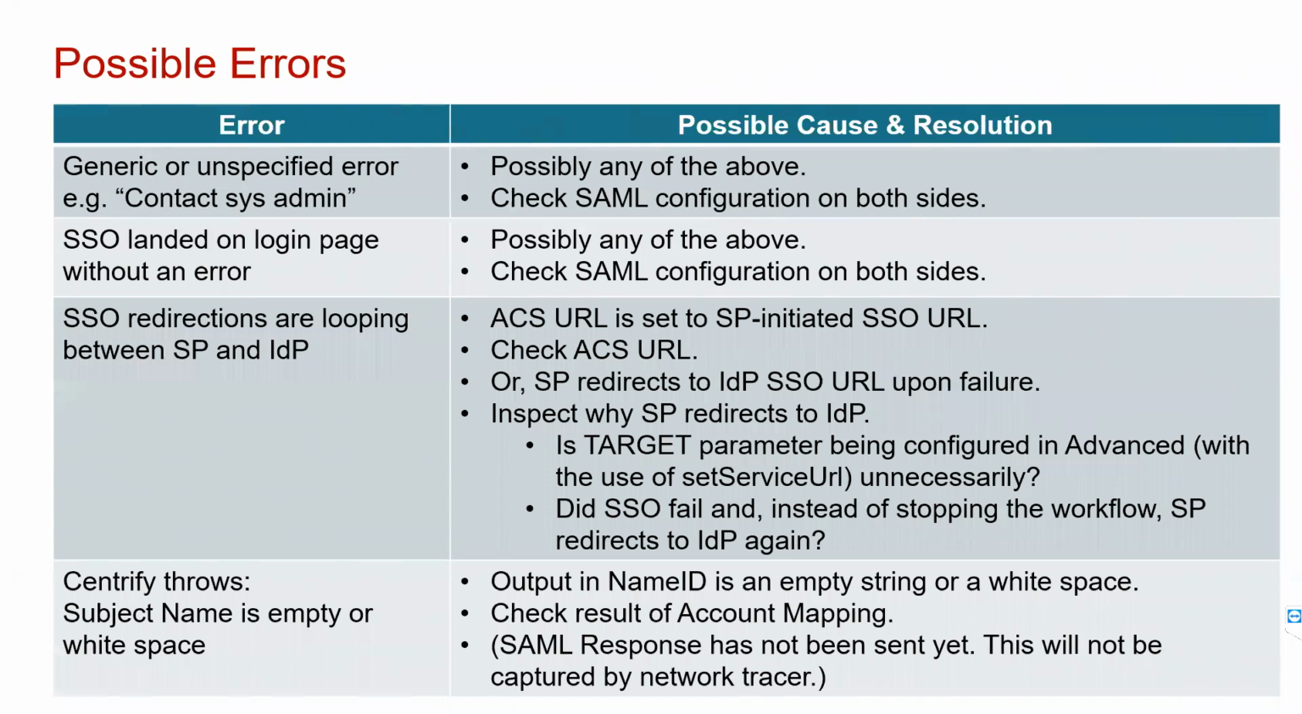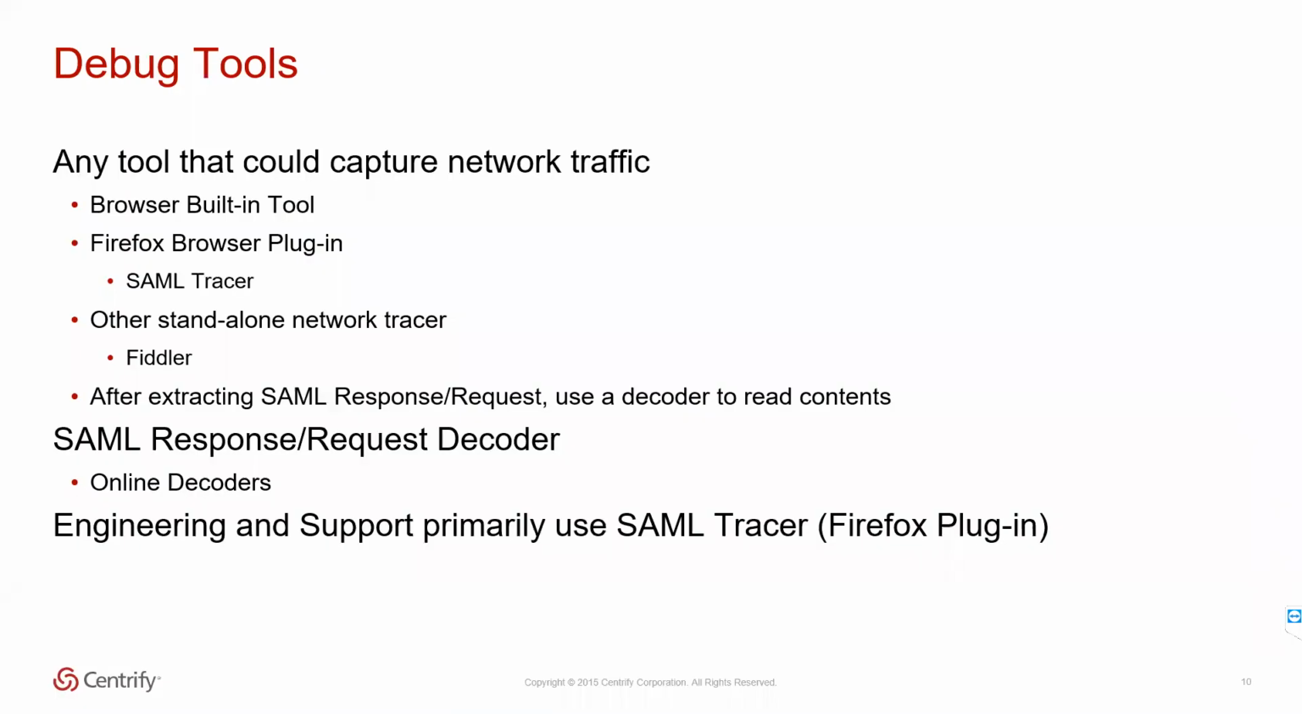Because without some name ID value, there's no chance to succeed on the SP side. It is going to be an error. And for this one specifically, you won't see anything in the network trace, because the SAML response will actually not be sent due to this error. Okay, so that's most of the possible errors.